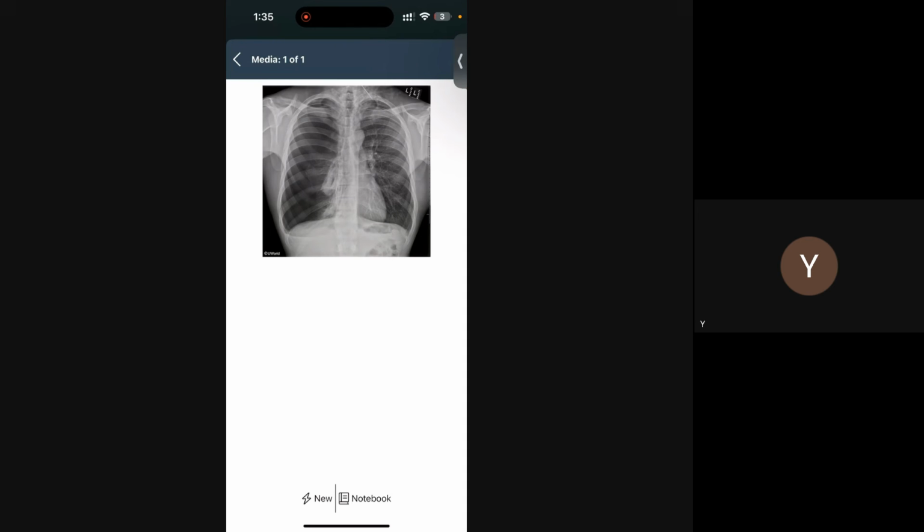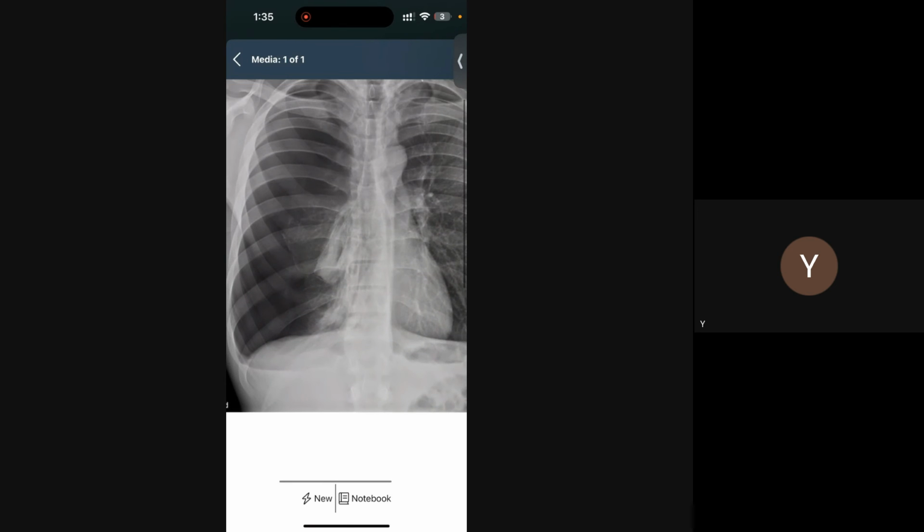Just like tamponade, external. Okay. Yes. Thank you. Okay. Thank you. So now in this photo, can you tell me what is the diagnosis here?